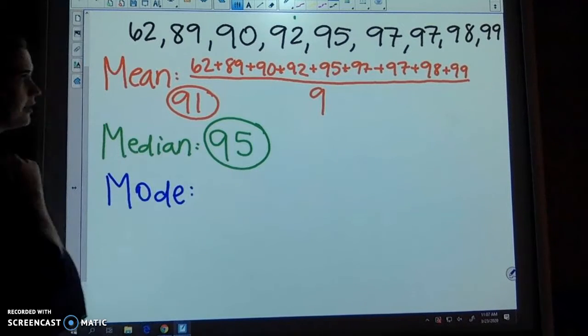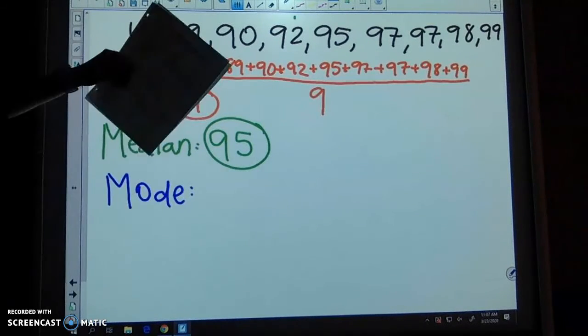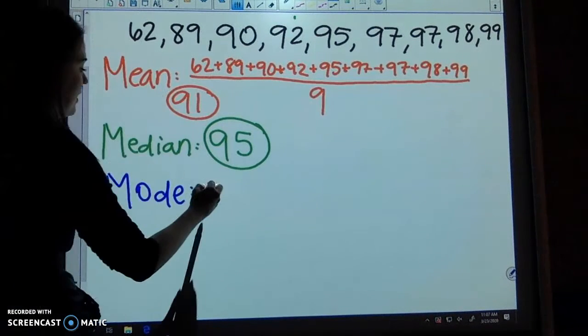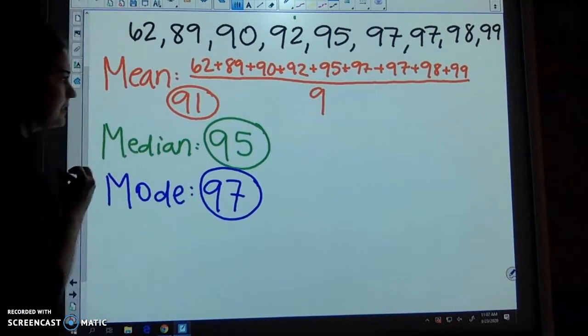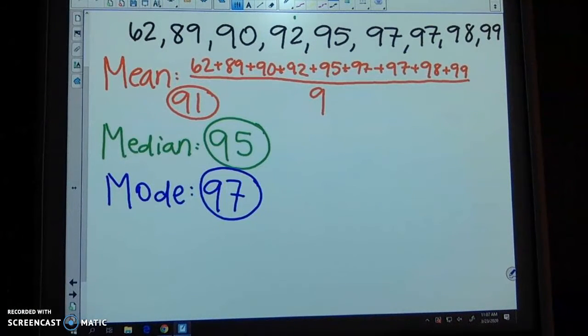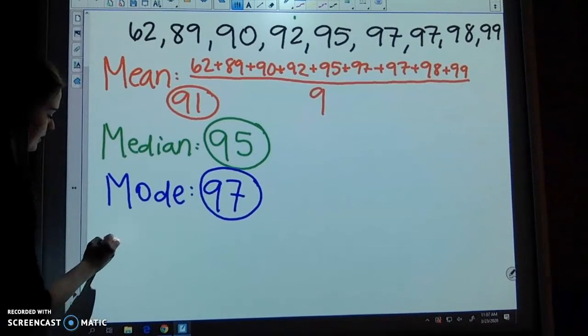The mode is the value that occurs the most. In this case, it's pretty easy to see 97 is the only one that occurs more than once. So our mode is 97. All right? And then our last thing we have to do is identify any outliers.